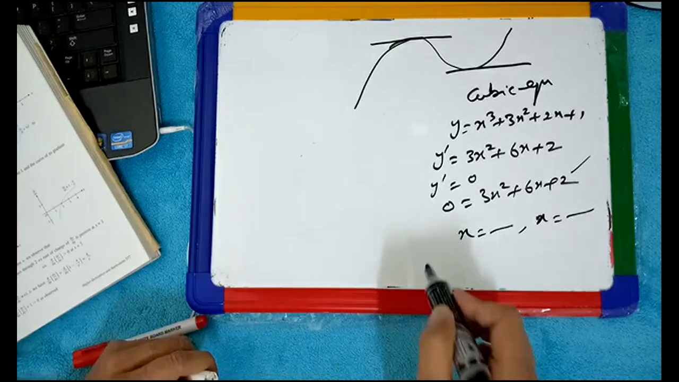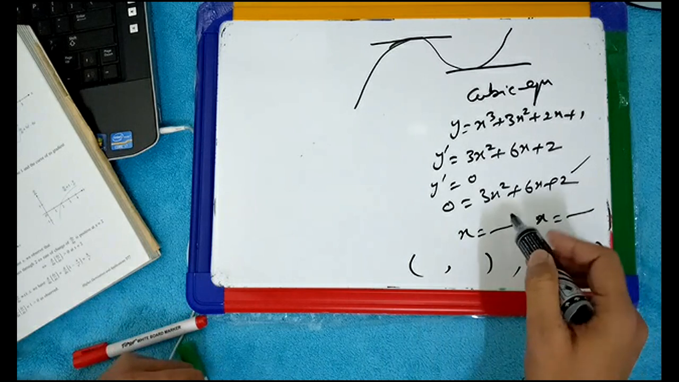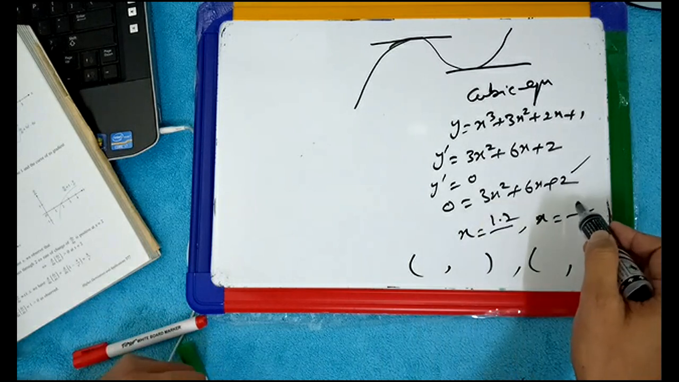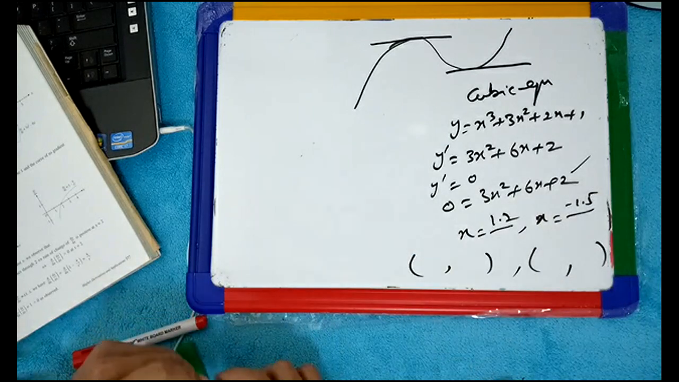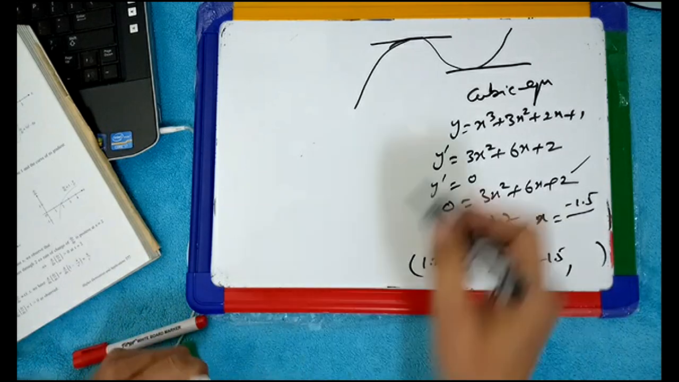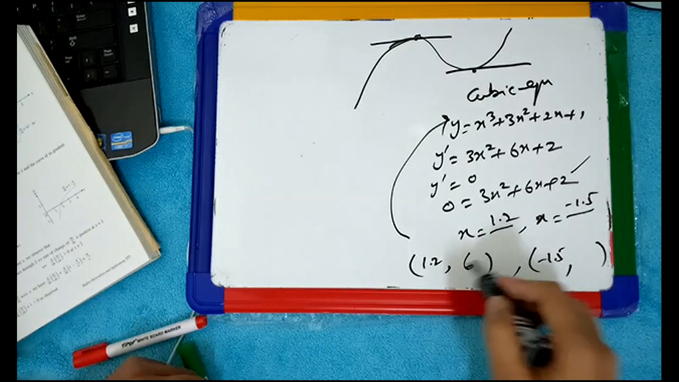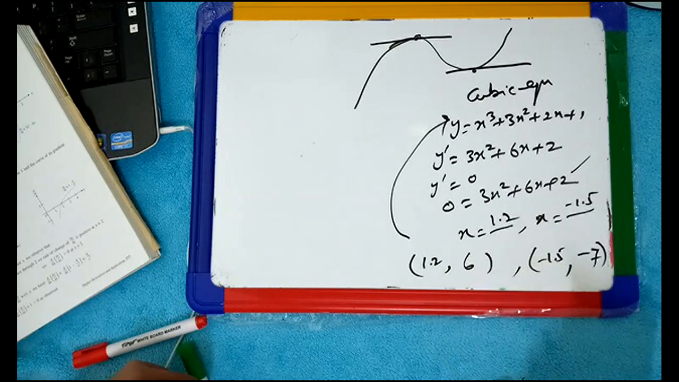You get only the x coordinates, but y is missing. So how will you get the y value? Suppose the value of x is 1.2 and the other value is minus 1.5. How will you get both y coordinates? Substitute the x into the original equation, and you will get y. Suppose this is minus 6 and this is 7. Which one is the maximum point, and which one is the minimum point?